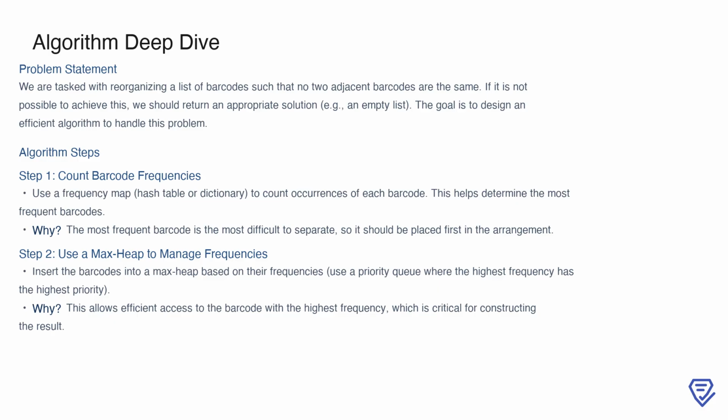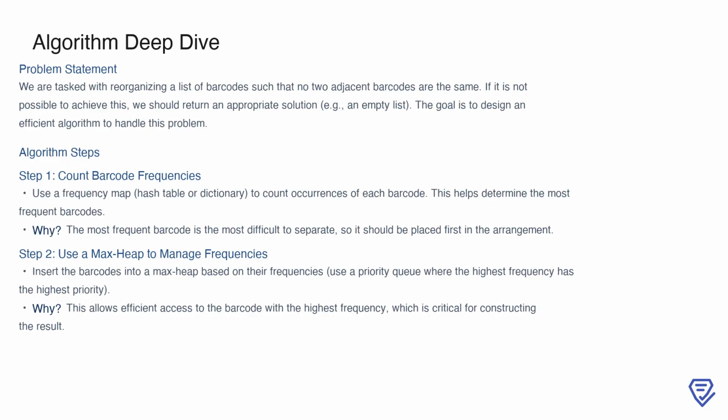In this problem, we are tasked with reorganizing a list of barcodes so that no two adjacent barcodes are the same. If it's not possible to achieve this, we should return an appropriate solution, such as an empty list. The challenge lies in designing an efficient algorithm to handle this scenario, especially when dealing with high-frequency barcodes that are harder to separate. The first step is to count the frequencies of each barcode using a frequency map, which is essentially a hash table or dictionary. This helps us identify the most frequent barcodes, as these will be the most challenging to distribute without adjacencies.